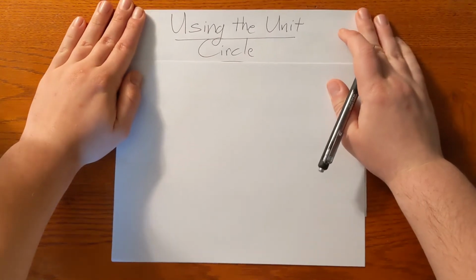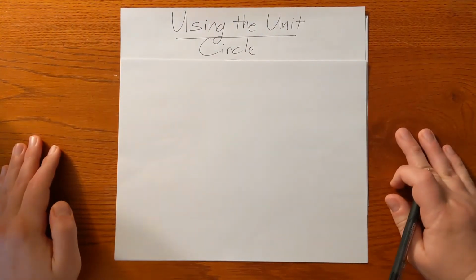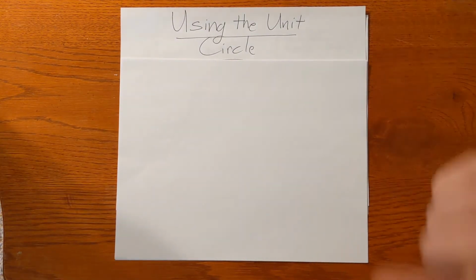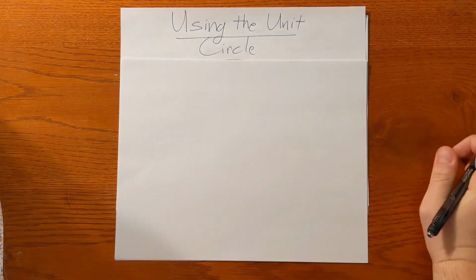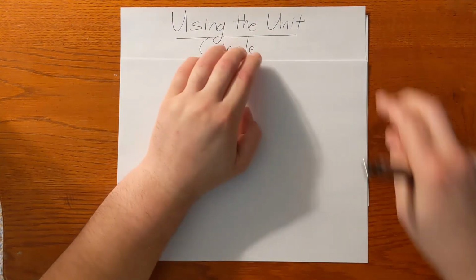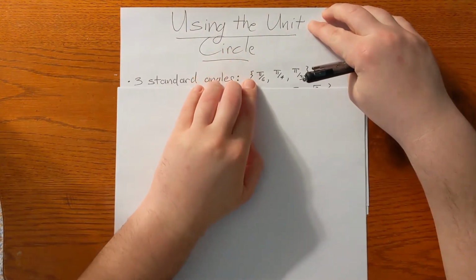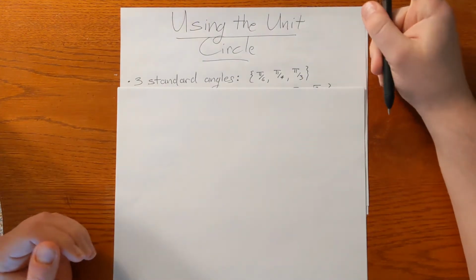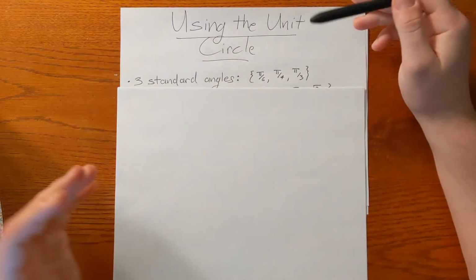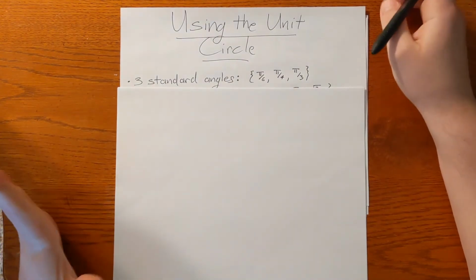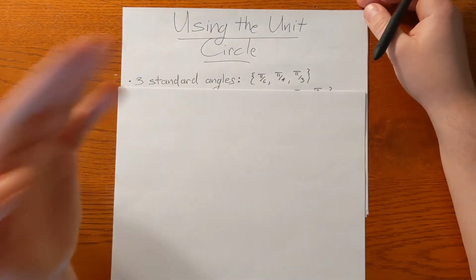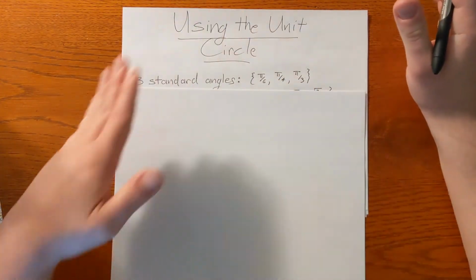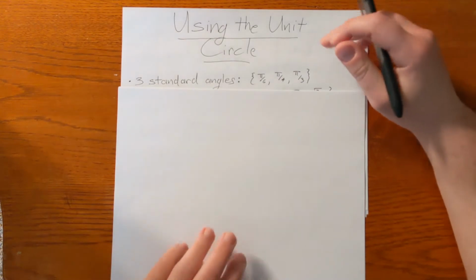Hey guys, so here's that video about how to use the unit circle to find sines and cosines of different angles. The first thing that we need to remember are the three standard angles. These are just the ones that are in the first quadrant, but we can use these to build the rest of the unit circle. If you're a little foggy on how to do that, there's another video called Building the Unit Circle that you can watch, and that'll go over exactly how to count out all the angles on it.